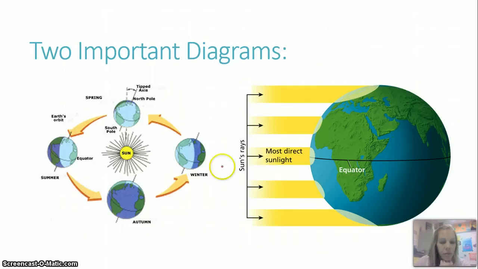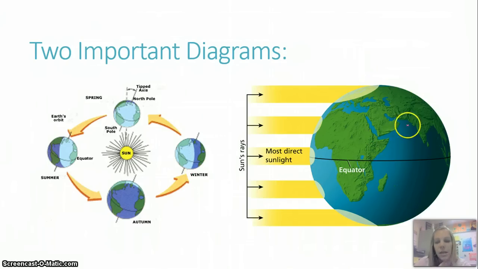Alright, I hope this diagram helps explain a couple things. That Earth travels around the sun, this is a year in time, and that the tilt of the Earth stays the same throughout its revolution. Therefore, different parts of the Earth get direct and indirect light throughout the year.